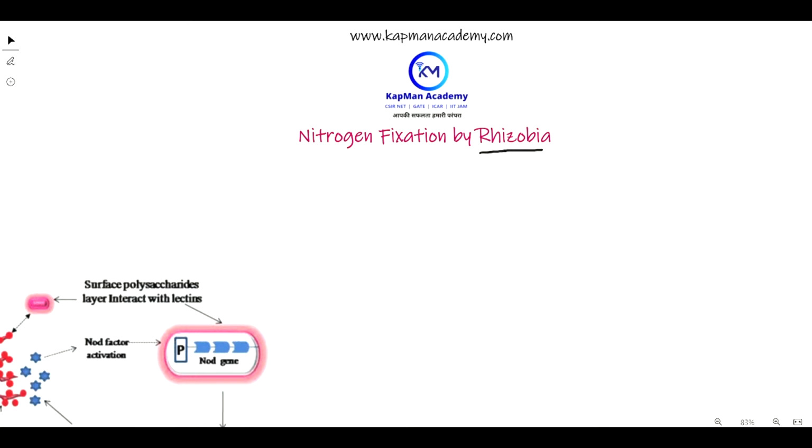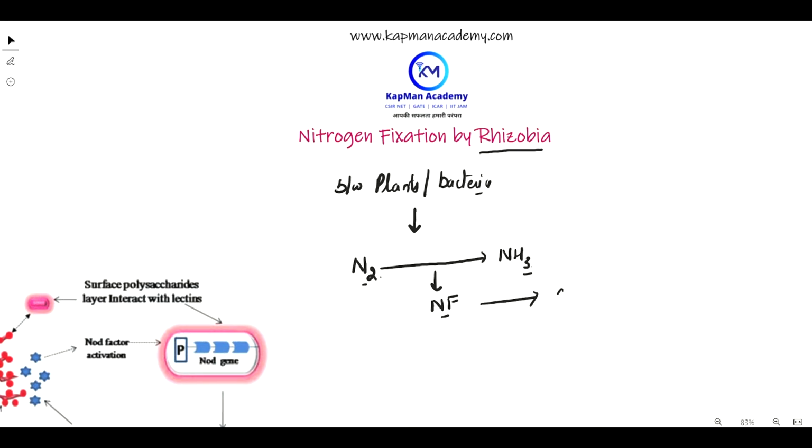Which is done by the bacteria Rhizobia. This nitrogen fixation is a very good example of a symbiotic relationship between plants and bacteria. In this mechanism, atmospheric nitrogen is converted into the organic ammonia form, and this process is called nitrogen fixation. It is very useful in agriculture because it enhances the quality of the soil in the field.